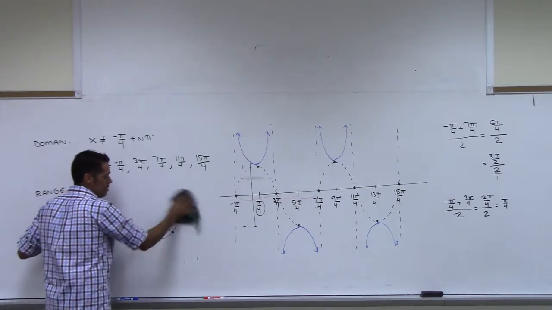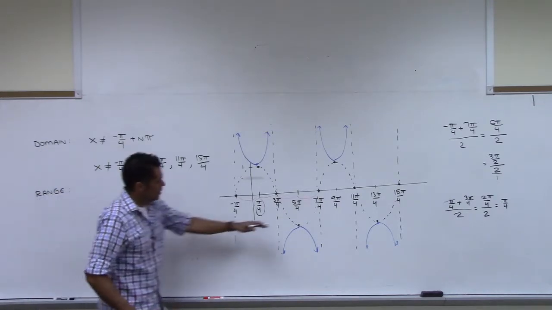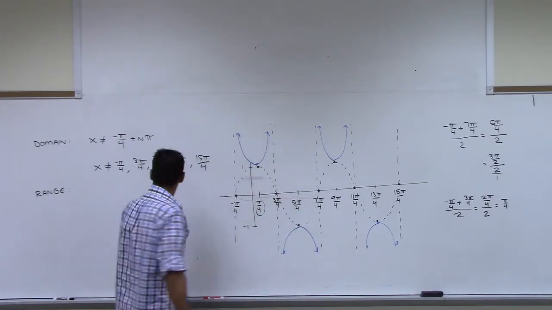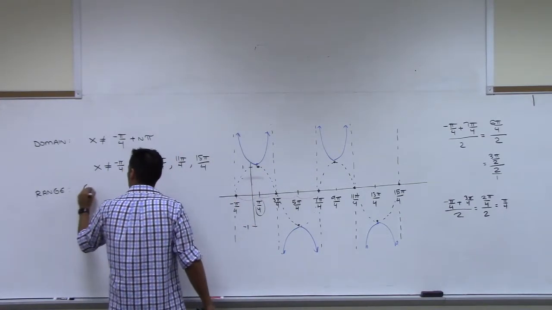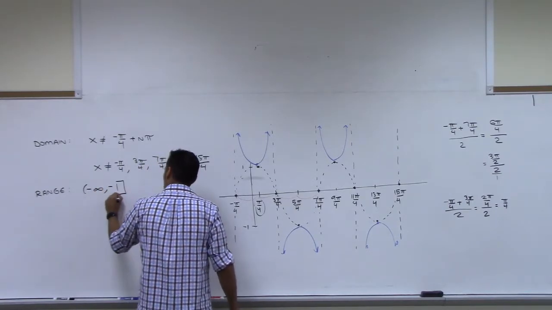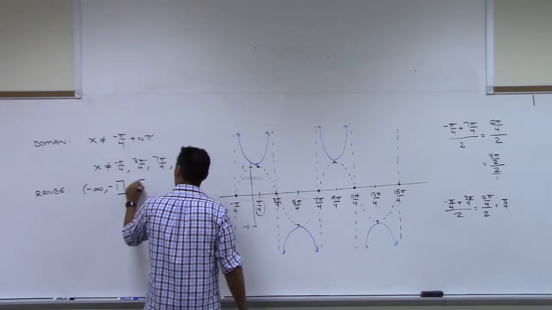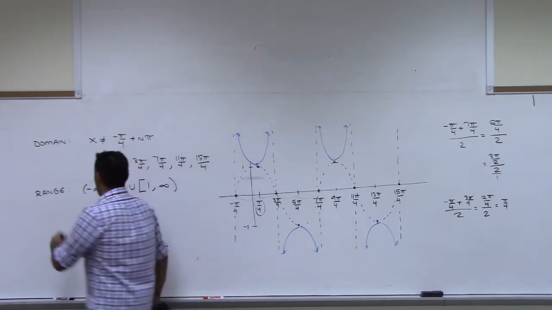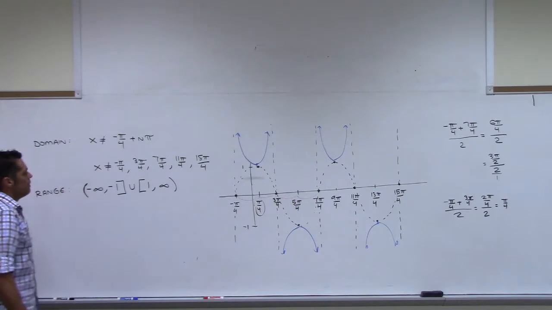Those are the y values, right? Everything below -1, everything above 1. So how do we say that? Negative infinity to -1, bracket, union, bracket, 1 to infinity. That's it right there.